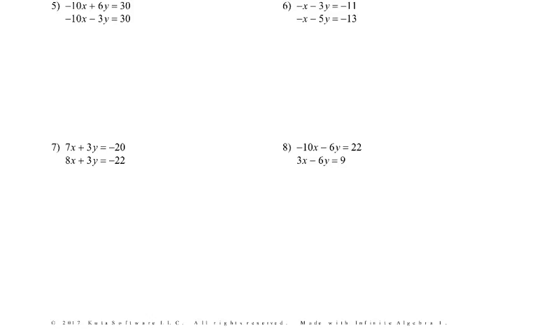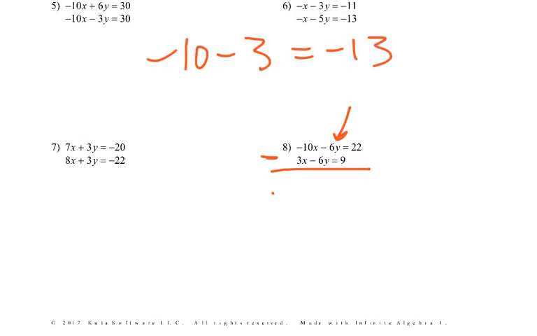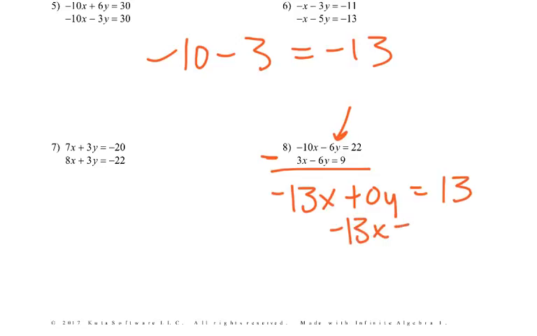Okay, last one. Negative 6y and negative 6y, so we're subtracting. Negative 10 minus 3 is actually negative 13, not negative 7. Negative 6 minus negative 6, 0y. 22 minus 9 is 13. Negative 13x equals 13. Divide by negative 13. And x equals negative 1.